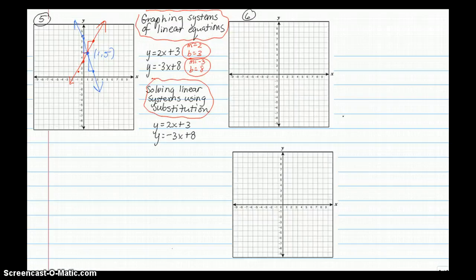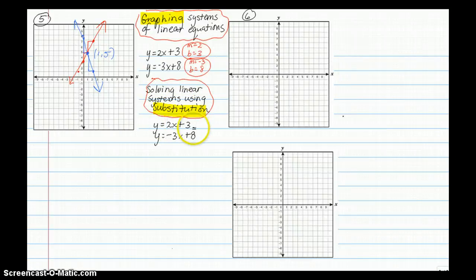Another way to solve a linear system, or a system of linear equations, is using substitution. So we have two different methods that we are using here. The first method is graphing the system of linear equations to find the solution 1, 5. The solution is just the point of intersection. And the second method, what we're going to do right now, is substitution.